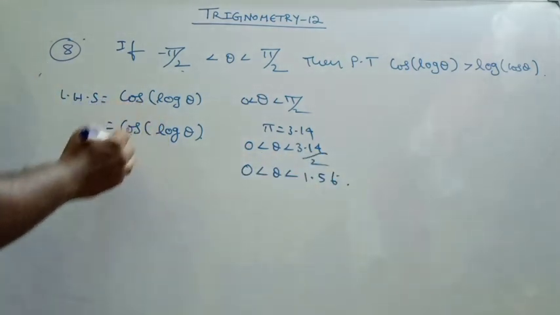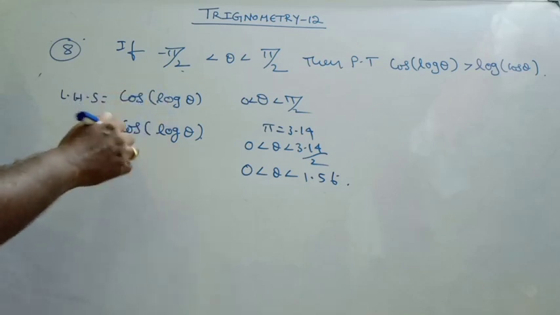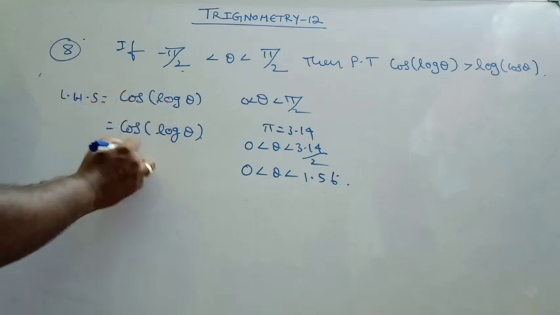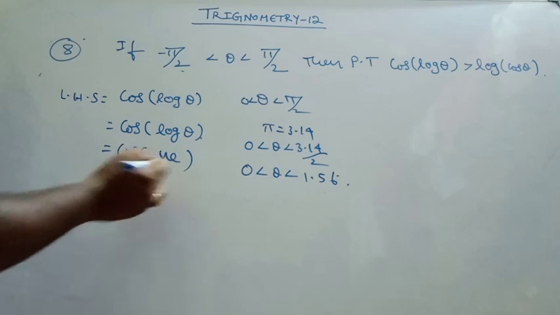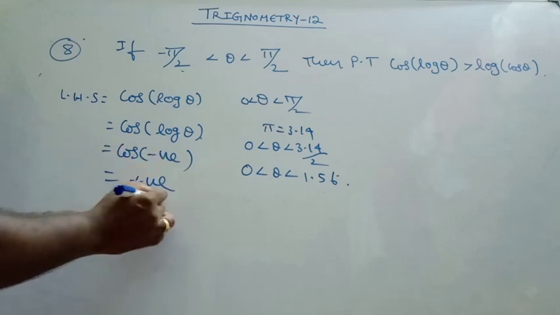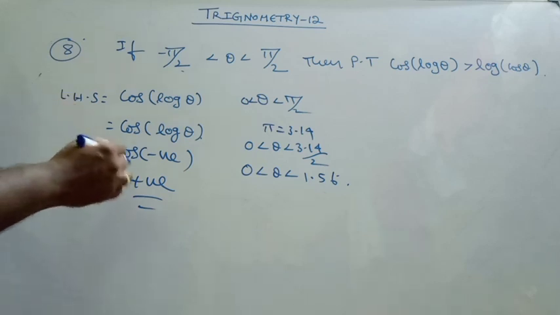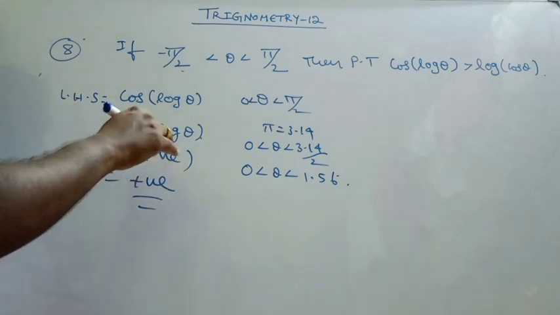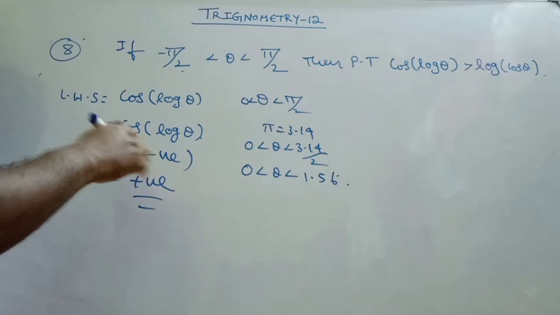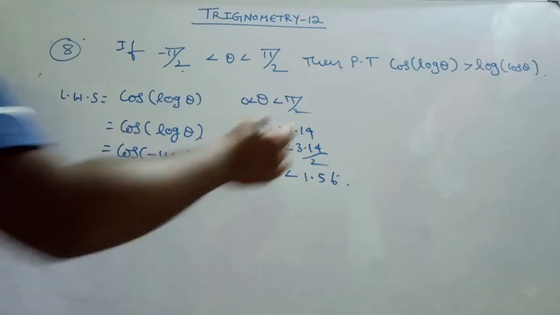For these values, cos of any negative value will give you a positive value, because cos of minus theta becomes plus cos theta. So you will be getting a positive value in the left hand side part.